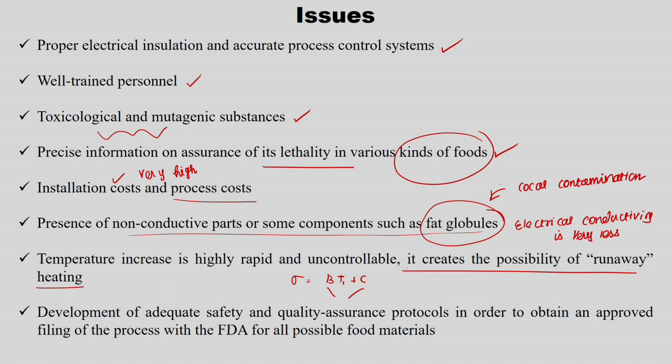And development of adequate safety and quality assurance protocols in order to obtain an approved filing of the process with the FDA for all possible food materials. So, this is very much important. It is not only true for ohmic heating, but for any food processing technology. We need to take care of the safety and quality assurance protocols because it is of public health significance. This is true for almost all non-thermal or thermal technologies which are going to be applied commercially.